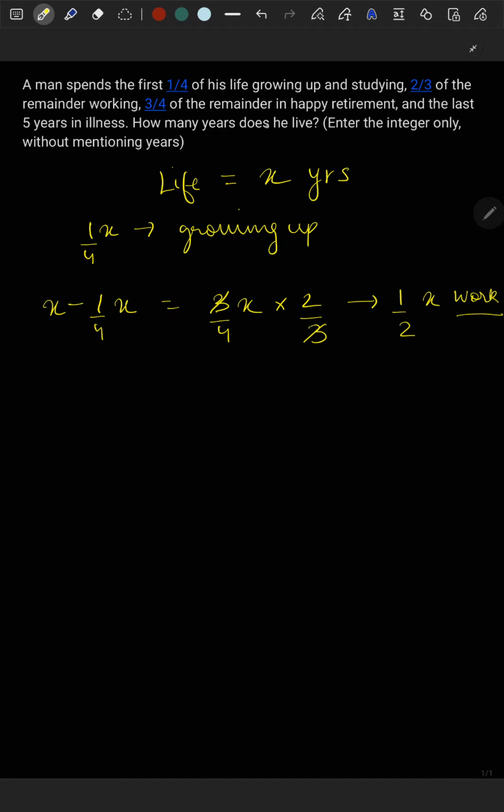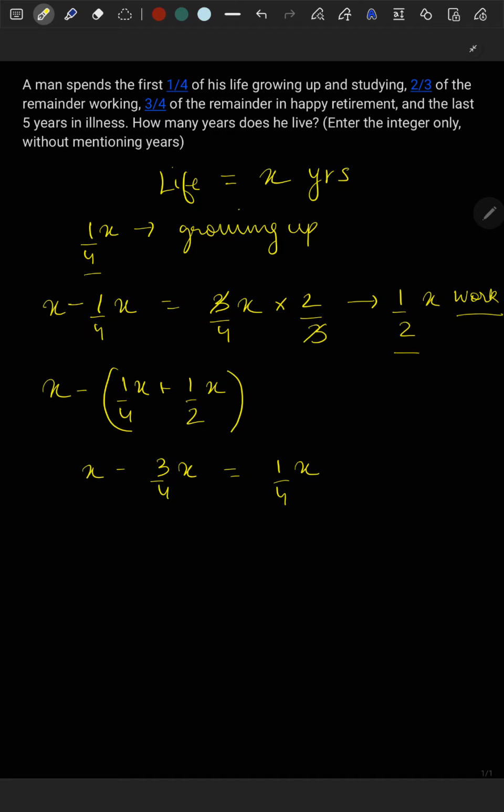Then we move on to 3/4 of the remainder in happy retirement. So first we have to calculate the remainder again. Now we will take 1/4x plus 1/2x. This is the growing up and the working, and we have to subtract it from the x. That comes out to be 3/4 of x. So x minus 3/4x is 1/4x.